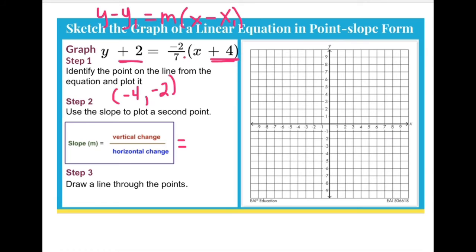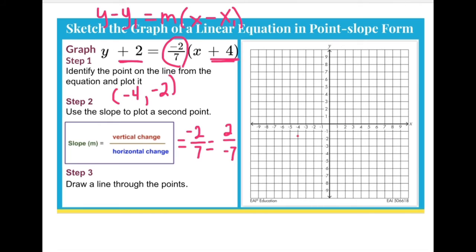Let's identify the slope. The slope is -2 over 7. And it's the same as 2 over -7. Again, you can write the negative sign on the numerator or denominator. This means that the sign of the whole fraction is negative. So the slope of the line is negative, the line will slant to the left.